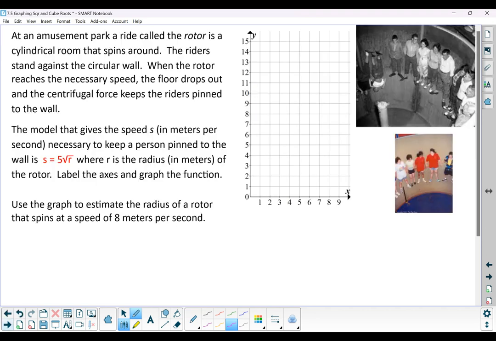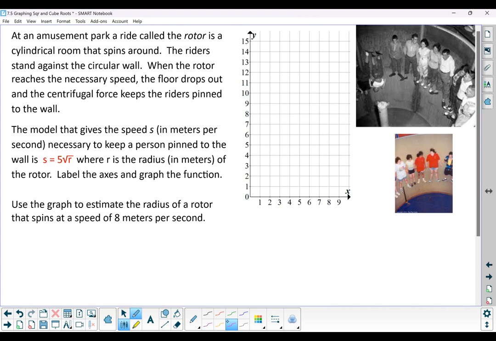Okay, here's a little word problem, sort of. We've got an amusement park ride called a rotor. Maybe you've seen similar things, maybe not. It spins you around, and when it gets to the right speed, the floor drops, so you're just suspended against the wall, and that centripetal force is keeping you pinned to the wall, almost like you're lying down on it.